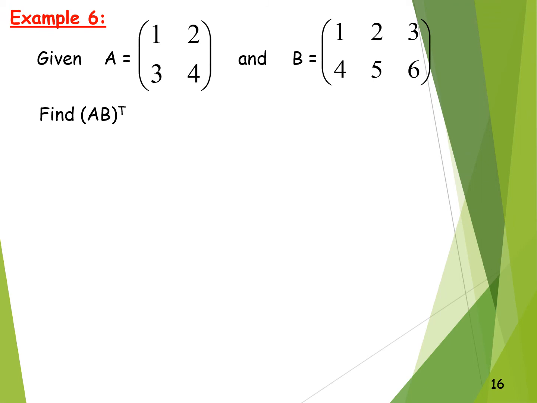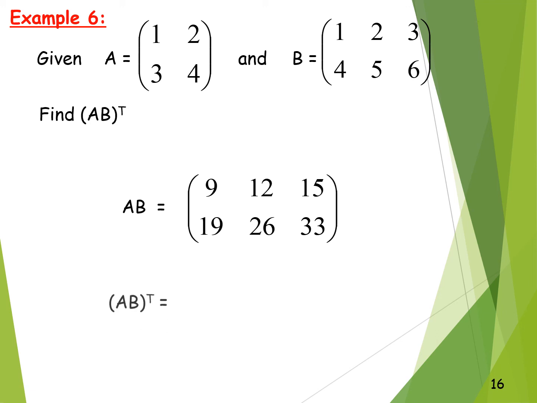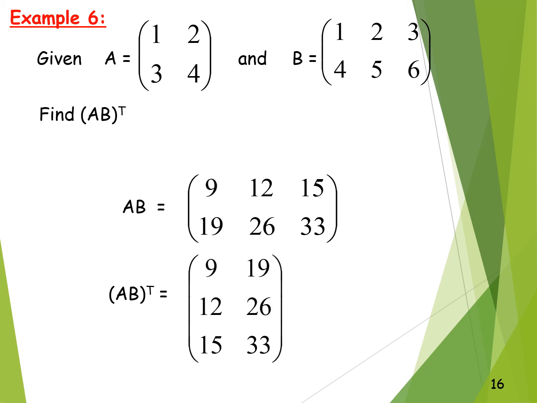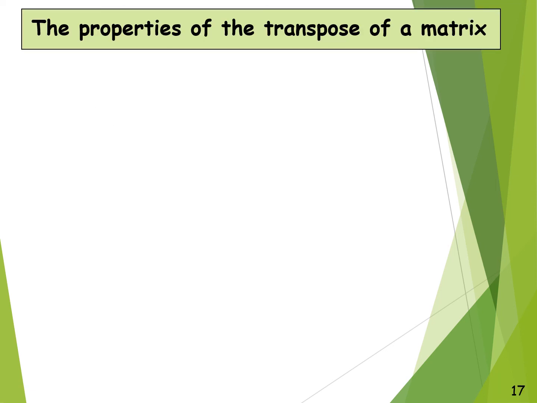Example 6. Given A: 1, 2, 3, 4 and B: 1, 2, 3, 4, 5, 6. Find AB transpose. Okay, first we can find the multiplication between A and B. So AB equals 9, 12, 15, 19, 26, 33. So for AB transpose, we change the rows to columns. So 9, 19, 12, 26, 15, 33.